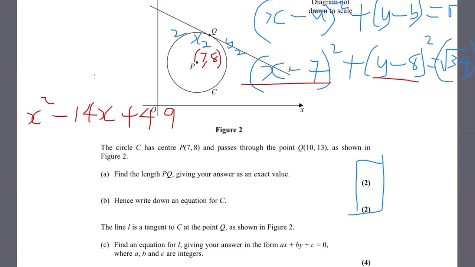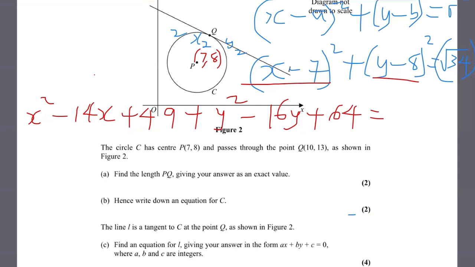So what are we going to have on the second part? Y squared minus 16y plus 64. And what is the square root of 34 squared? 34. Excellent. You know, I'm proud of you. You have shown great exploits, and I'm really, really happy about that.